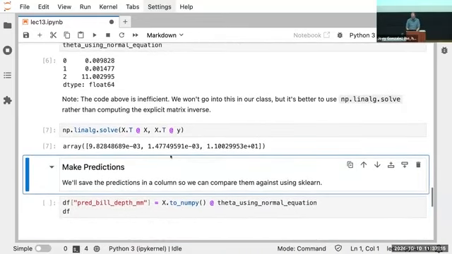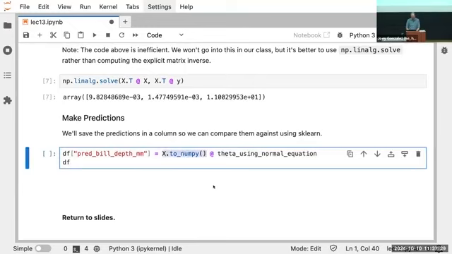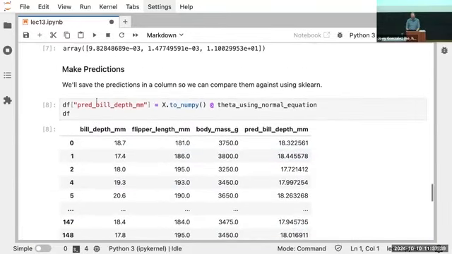So how do we make predictions? We've got this theta using normal equations. It's my little column vector of thetas, 3 by 1 for my 3 dimensions, 3 parameters. I can predict the build depth for all the penguins in my data by just multiplying X times theta. How easy is that? And I went and stored it in the predicted build depth mm, also known as y hat. Well, let's see how we did. Here's our prediction. Here's what we measured. Prediction, measured. Pretty good, huh?